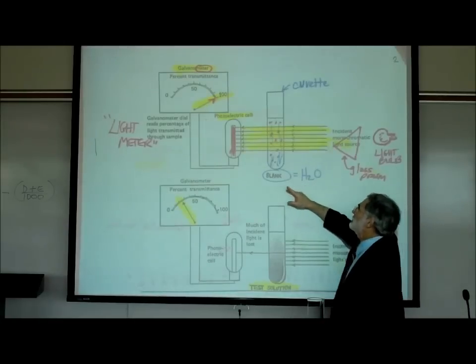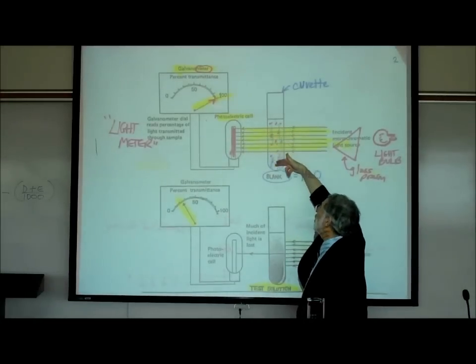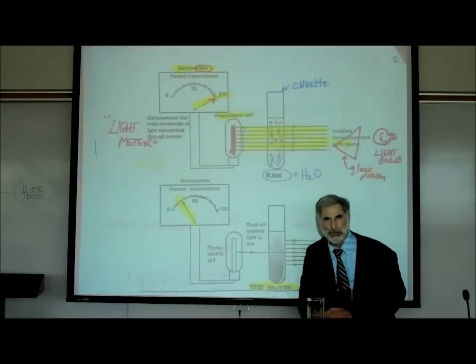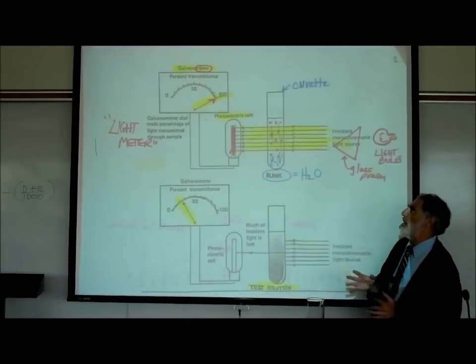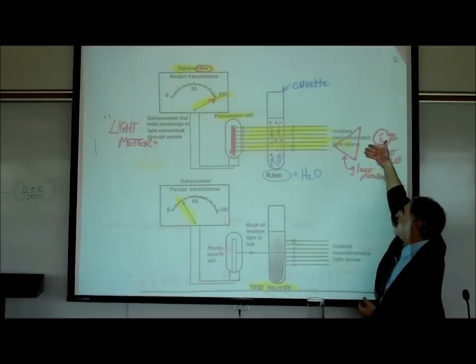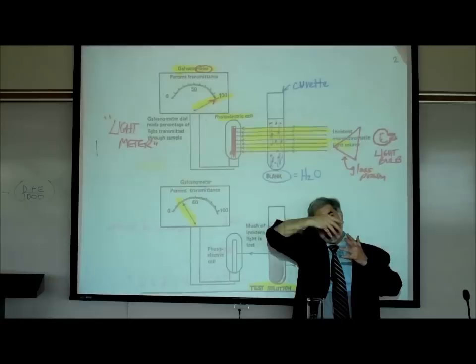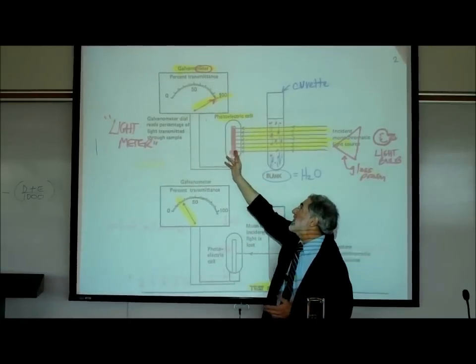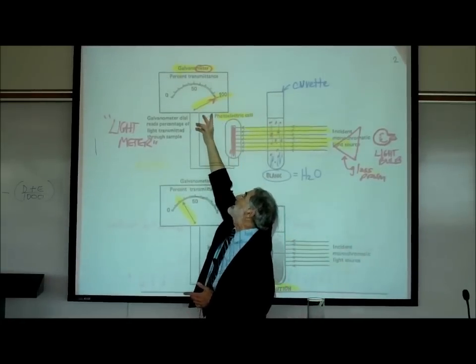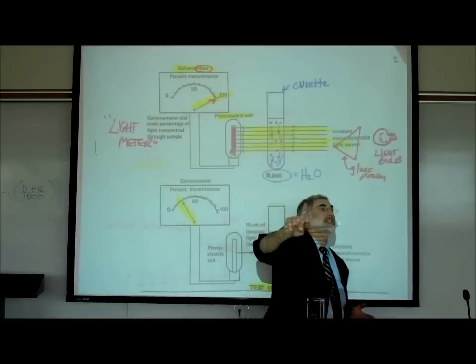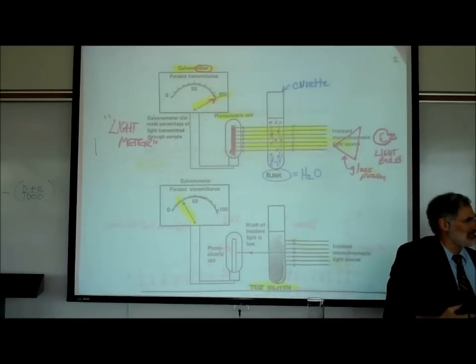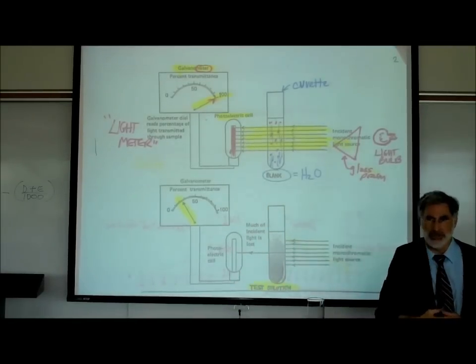Now, let's imagine we had just water in this test tube. If we have just plain water in the test tube, obviously the light just goes through this clear water, and the light meter is going to indicate 100% transmittance of light. Does that make sense? You're going to get all the light going through.